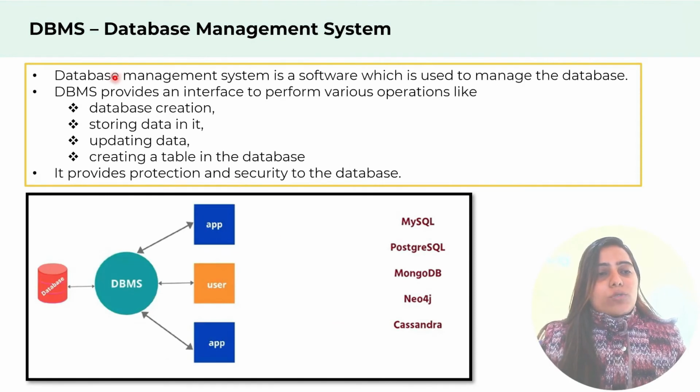Now let's come to database management system. A database management system is a software which is used to manage the database. DBMS provides an interface to perform various operations like creation of the data, storage of data in it, updation of the data, and creating a table in the database. And for this purpose, some languages are used like SQL, MySQL, PostgreSQL, MongoDB, Neo4j, Cassandra, etc.